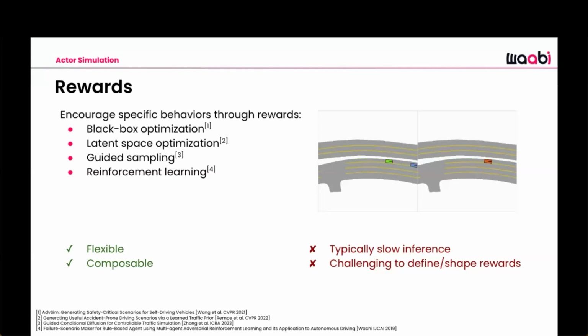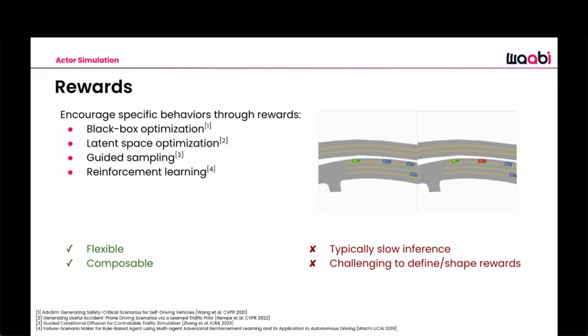Likewise, Strive is another paper that uses latent space optimization to find realistic adversarial scenarios in the latent space of a latent variable actor model, like for example, a VAE. Other approaches include sampling from diffusion models using guided sampling, or using reinforcement learning to learn actors that maximize the given reward function. So this approach is really flexible in how we can control actor models, and it's also quite conceptually simple. The reward functions are also composable, and so using this approach, we can compose various rewards together into ever more complex reward functions to create ever more complex behaviors.